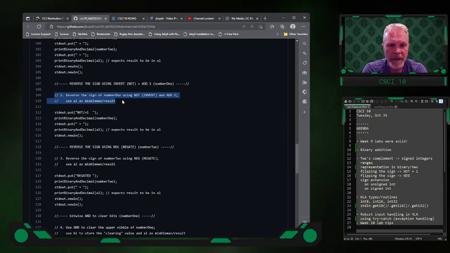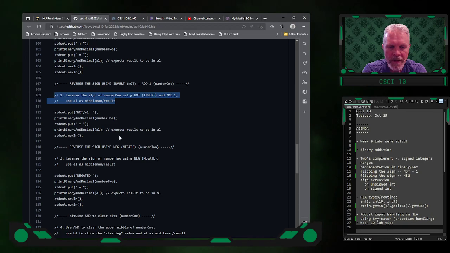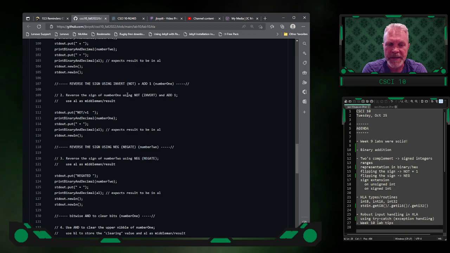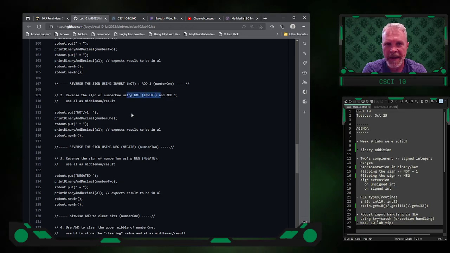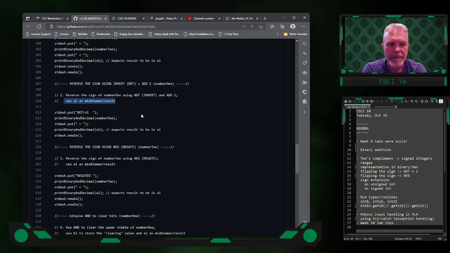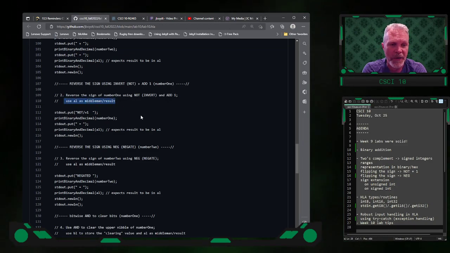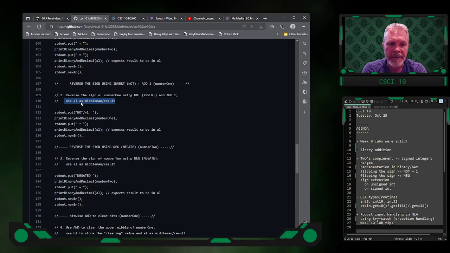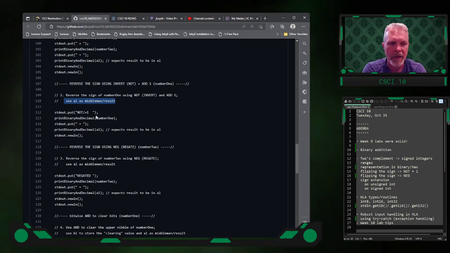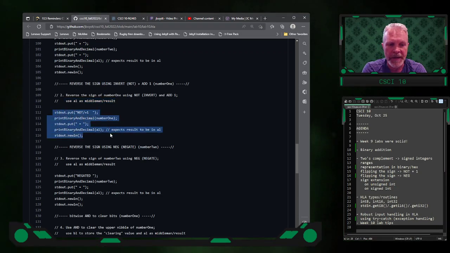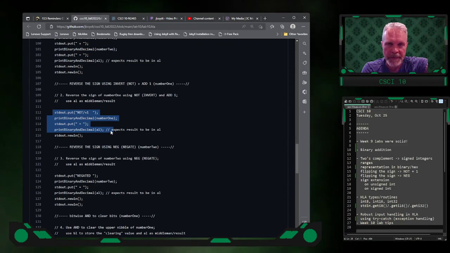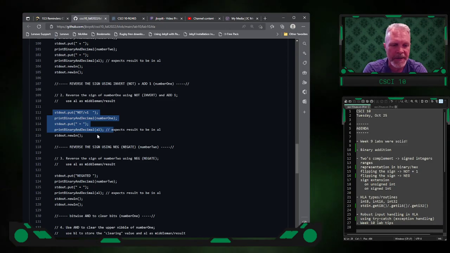Number 2, reverse the sign. So there's 2 ways to do this in actual code. One way is to use a not operation and then add 1 just like we did on pencil and paper. So be careful to not destroy the original values, but you will copy number 1 into AL. You will not AL, you will add 1 to AL. And that would give you, when interpreted properly, the opposite sign, the positive for the negative or the negative for the positive.